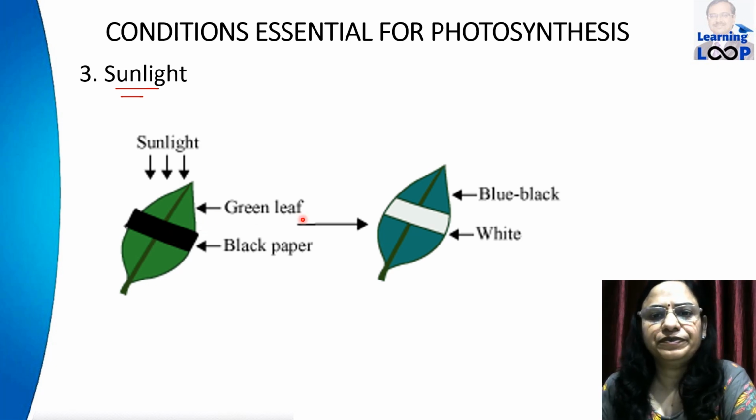What will you observe? The part of the leaf which was exposed to sunlight, that means this part, will turn blue-black. Whereas the part of the leaf which was covered with a black strip of paper did not receive sunlight and it will remain brown in color. So this shows that sunlight is absolutely essential for the process of photosynthesis to take place.